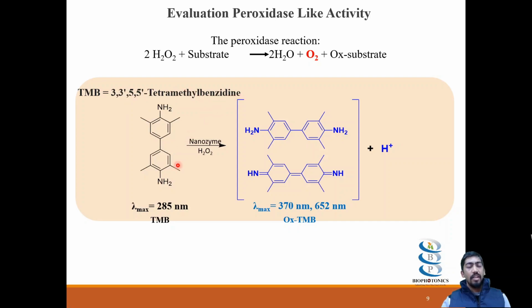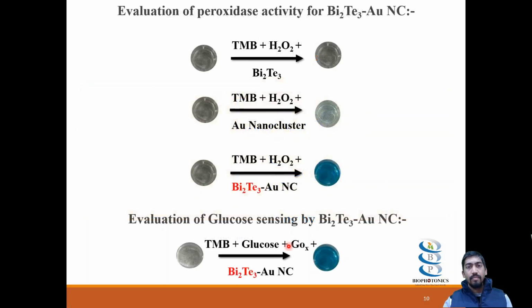3,3',5,5'-tetramethylbenzidine, and it has a UV absorbance around 285 nanometer. And when it reacts with the nanoenzyme and the H2O2, it forms lambda max at 370 nanometer and 652 nanometer, which is known as oxidized TMB, and the color of this solution is blue. So this kind of color can be easily seen by our eyes.